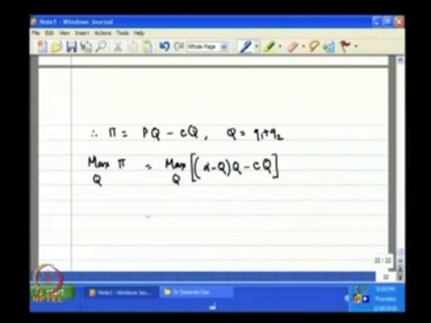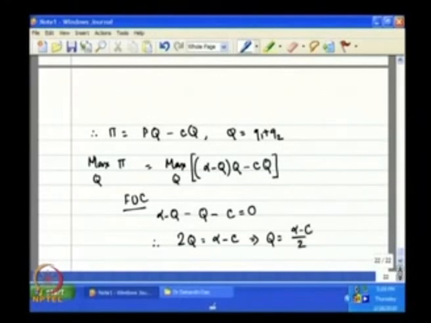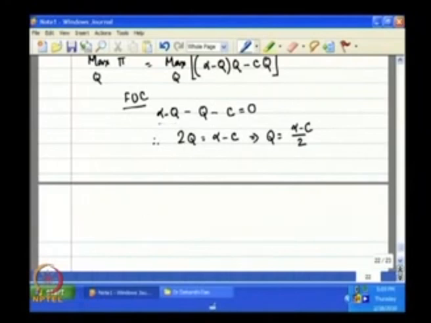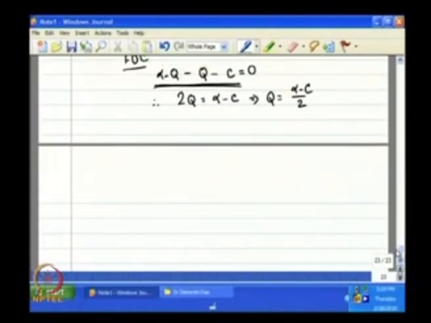And what is the solution? Alpha minus Q, this is the first order condition, minus Q minus C is equal to 0, which means that 2Q is equal to alpha minus C, capital Q is equal to alpha minus C divided by 2. So, this is the first order condition. We can check that the second order condition will be satisfied, because if I differentiate this with respect to Q once more, I get minus 2, which is negative. So, the second order condition is satisfied. So, this is going to be the total output if the firms decide to maximize their joint profit, their united profit. So, individual output level will be half of this.